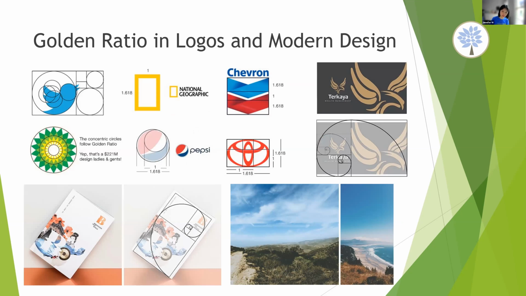Apart from nature, the golden ratio is used contemporarily in logos in modern design, such as Twitter's logo, which is formatted using the idea of the golden rectangle. In National Geographic's logo, the figures of books are portrayed as a rectangle in the proportion of the golden ratio. Chevron, Pepsi, and other logos also follow the golden ratio.